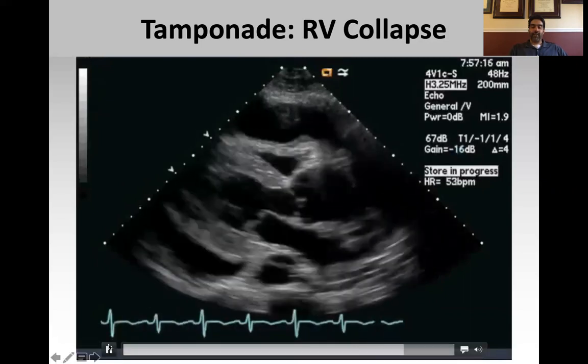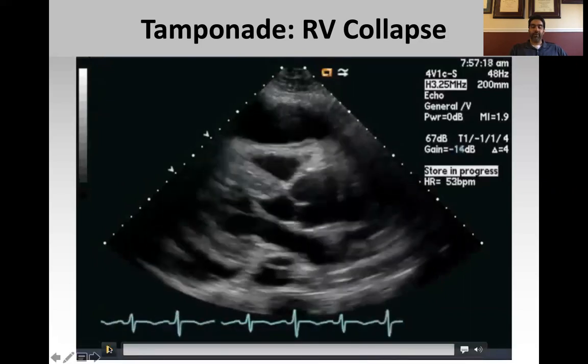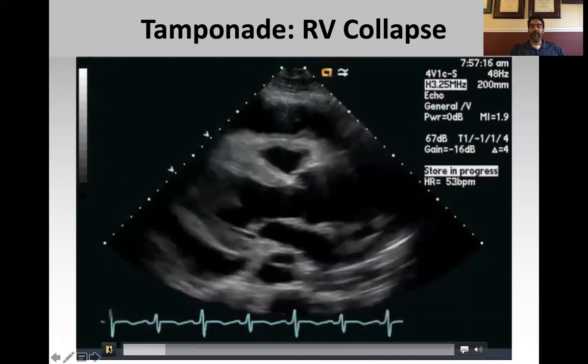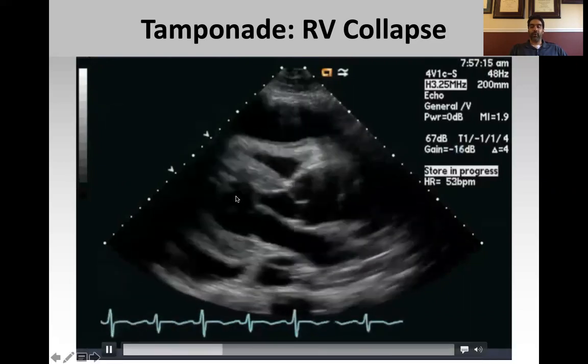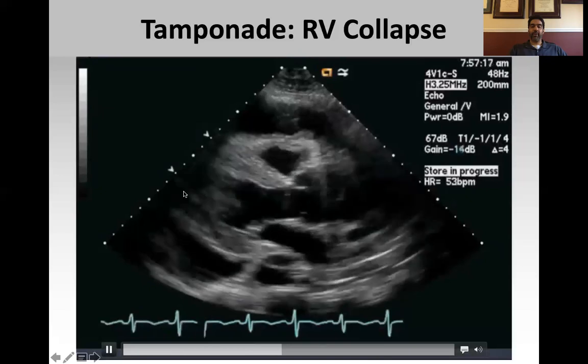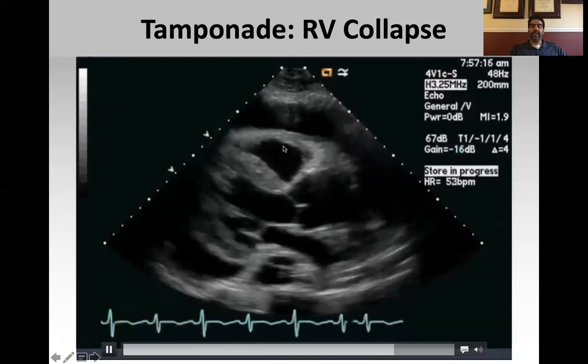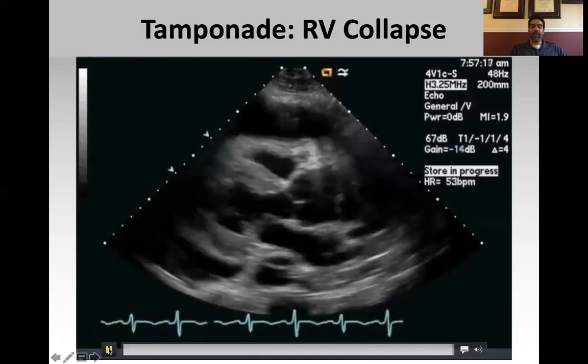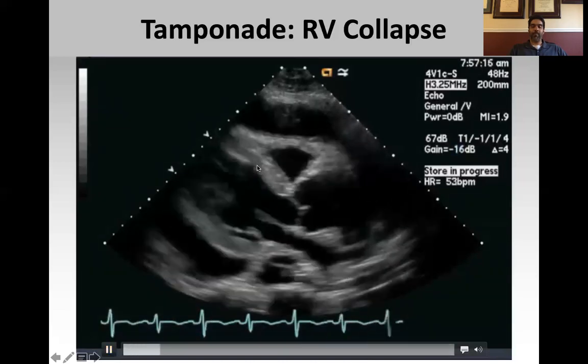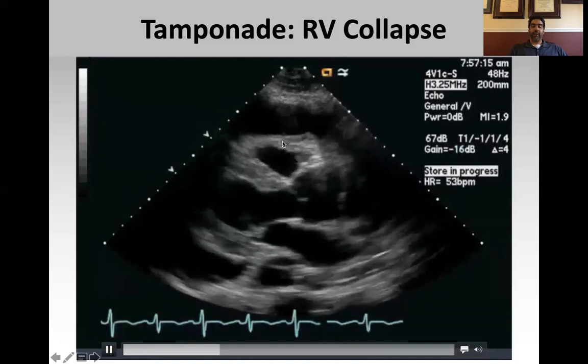The parasternal long axis view is one of the views where you get a really good visualization of the RV outflow tract. So what you're seeing here is a parasternal long axis view, a large pericardial effusion, okay? And it looks like someone is standing on top of the RVOT and jumping on it like on a trampoline, okay? So that's RV collapse.